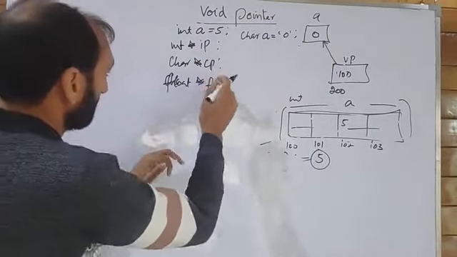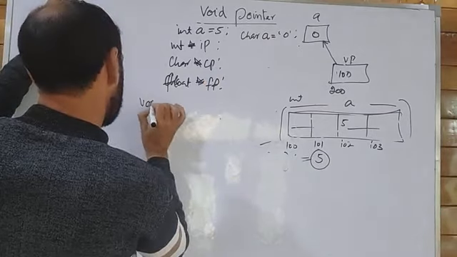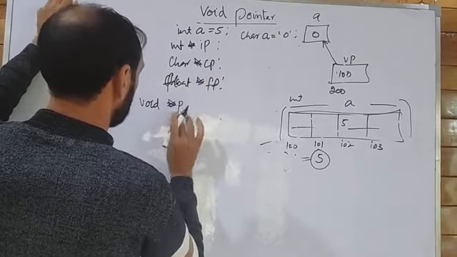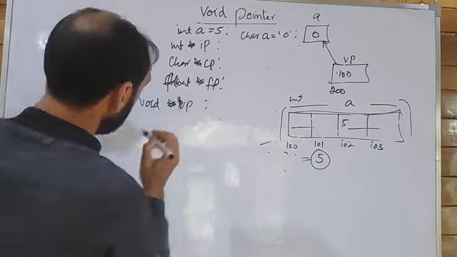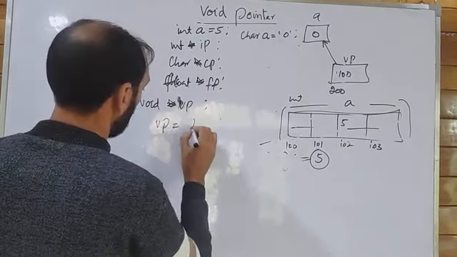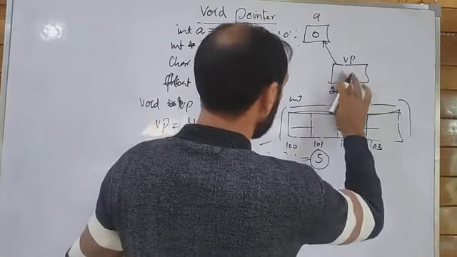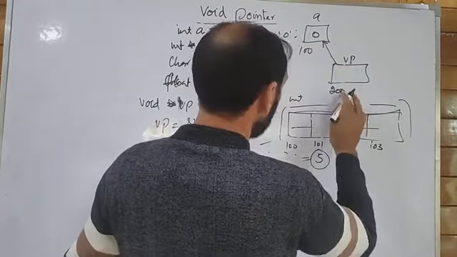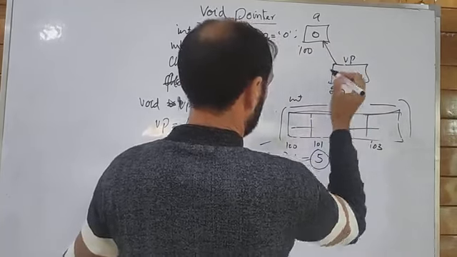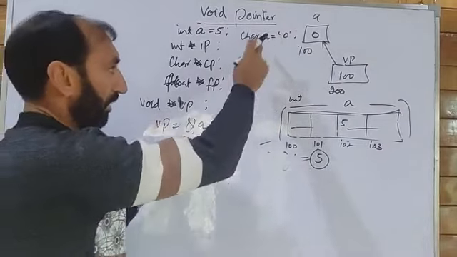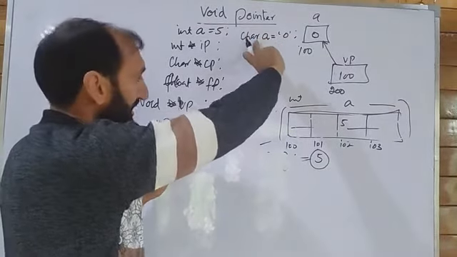Now here I have declared a void pointer VP. VP equal to address of a. Here VP now stores the address of a. What is a? A is a variable of type character.